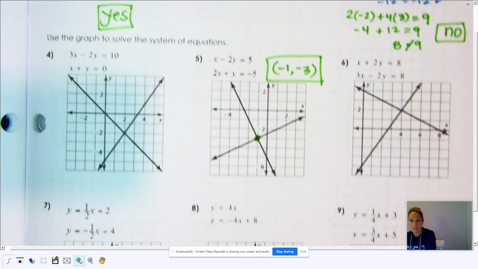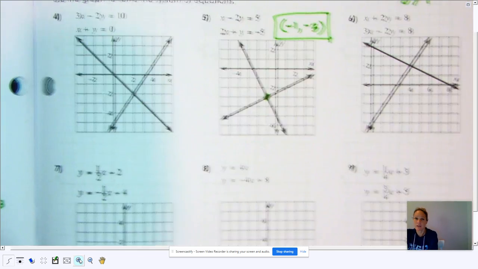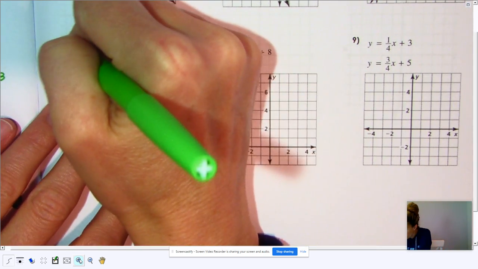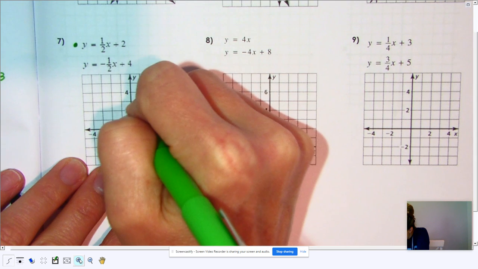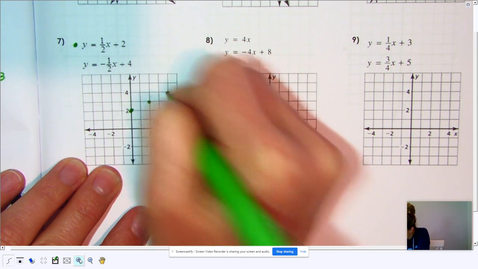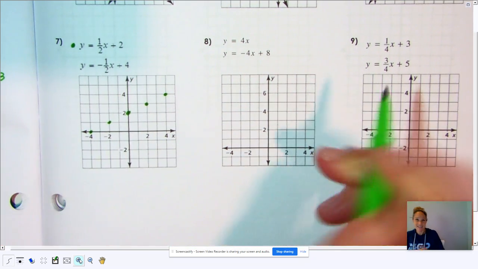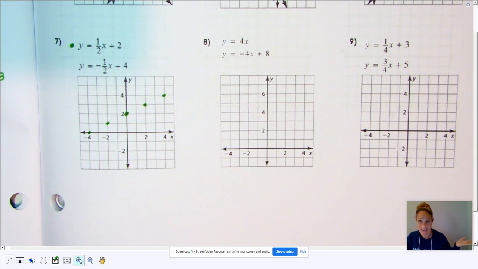Okay, question number 7. Now we actually have to do a little bit of work. We're going to graph those together. So I'm going to start with this top one. Remember, this is where I begin, at positive 2. And then I'm going to go up 1 over 2, up 1 over 2, because that is how I move. That's what the M stands for. It technically stands for slope, but you're like, what letter should we use for slope? How about M? Yeah, I don't know.